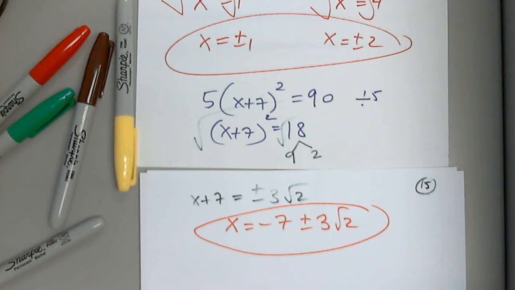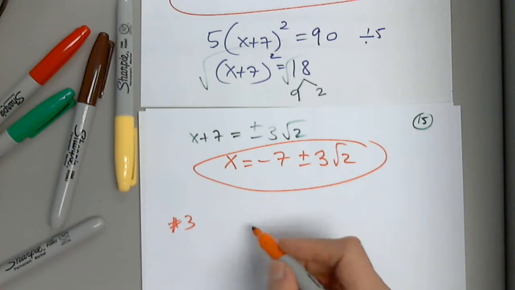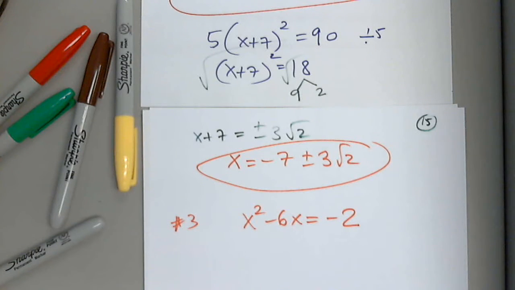Let's work on number 4 or number 3. Complete the square, whatever you want. Number 3. Which one? 3. So we want to look at 3. By completing the square. Last one. So this is x squared minus 6x equals -2. We are specifically told to solve this equation using completing the square.